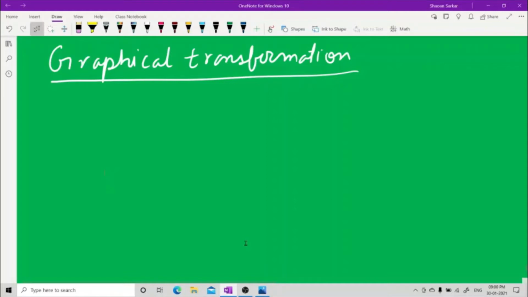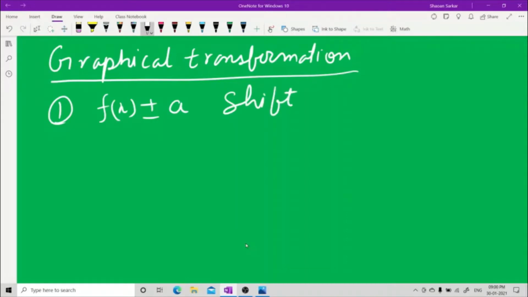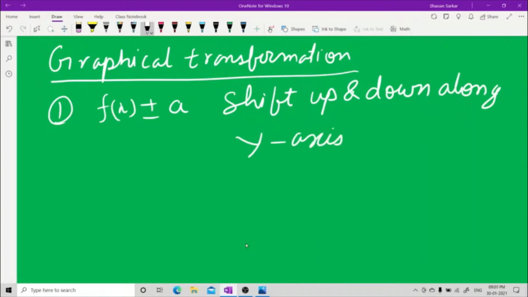Graphical transformation, first one. The first one is f(x) plus or minus a. That means it will shift up and down along the y-axis. A plus is for the up one and minus is for the down one. For example, you have f(x) equal to e to the power of x.